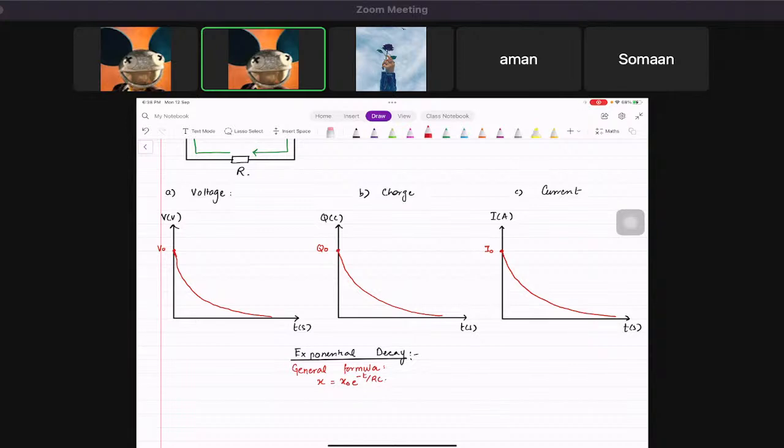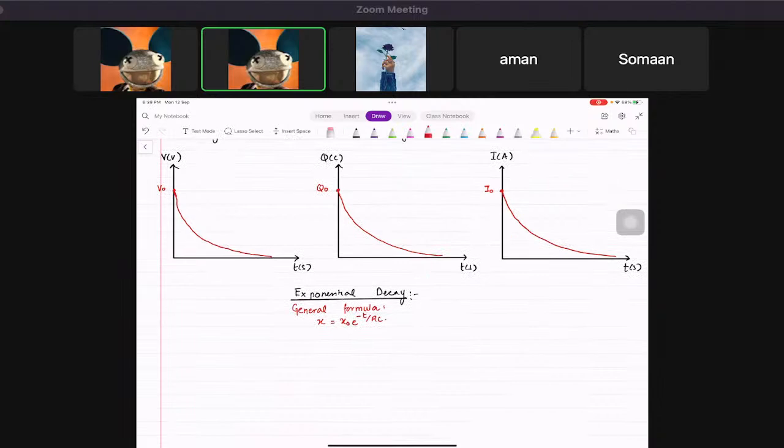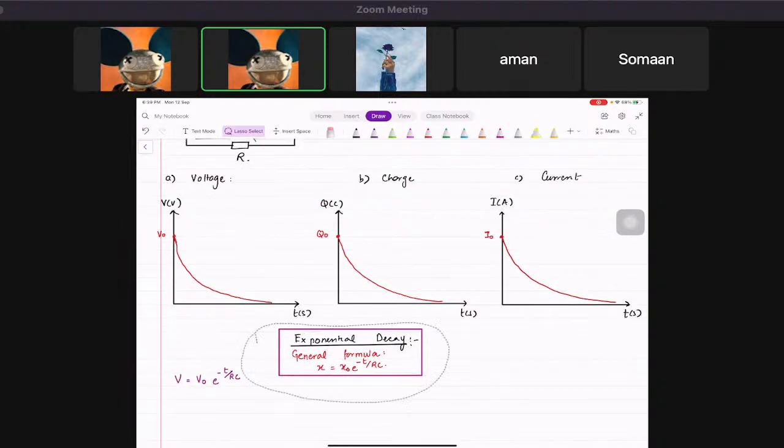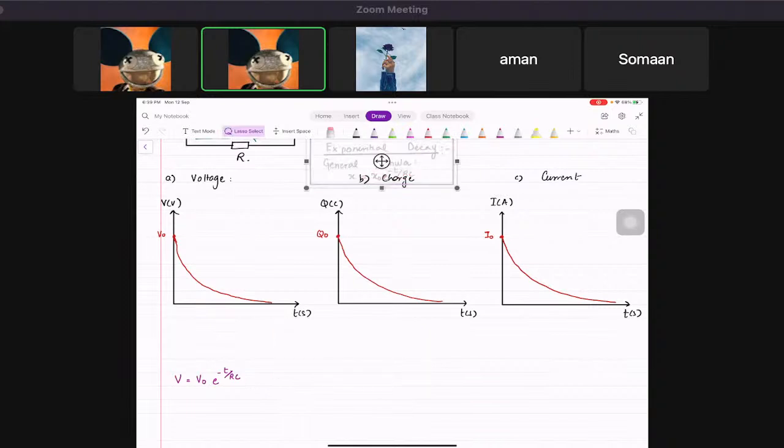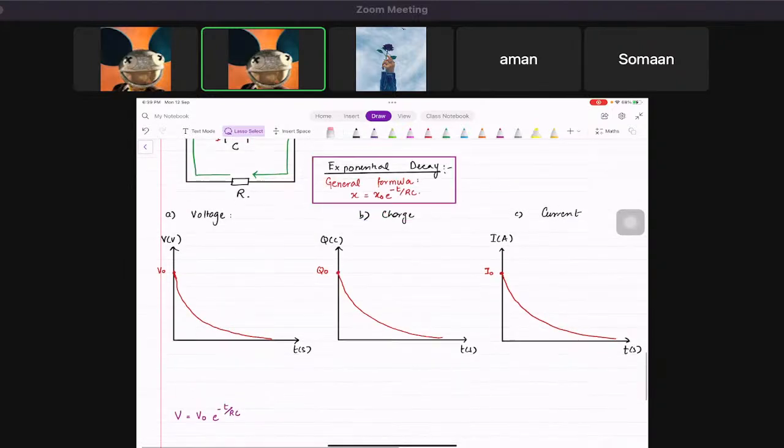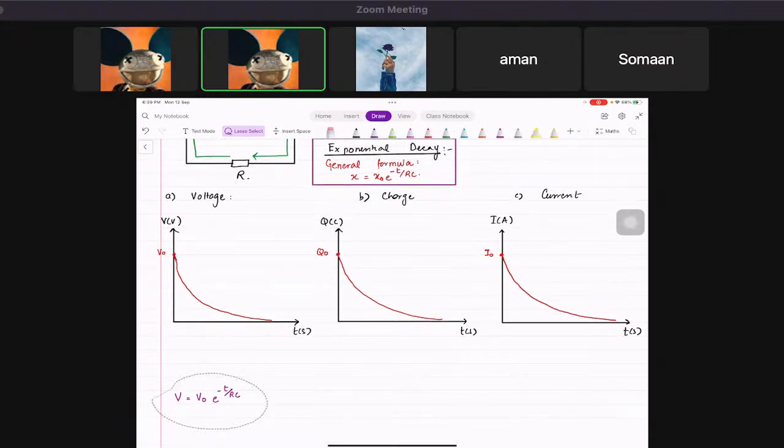So for voltage, this equation becomes V equals V naught e to the minus t over RC. Let me put it in a box, and let's put it right here so you guys don't get confused. For voltage, basically it is like this. For charge, the equation becomes Q equals Q naught e to the minus t over RC, and for I it is I equals I naught e to the minus t over RC.